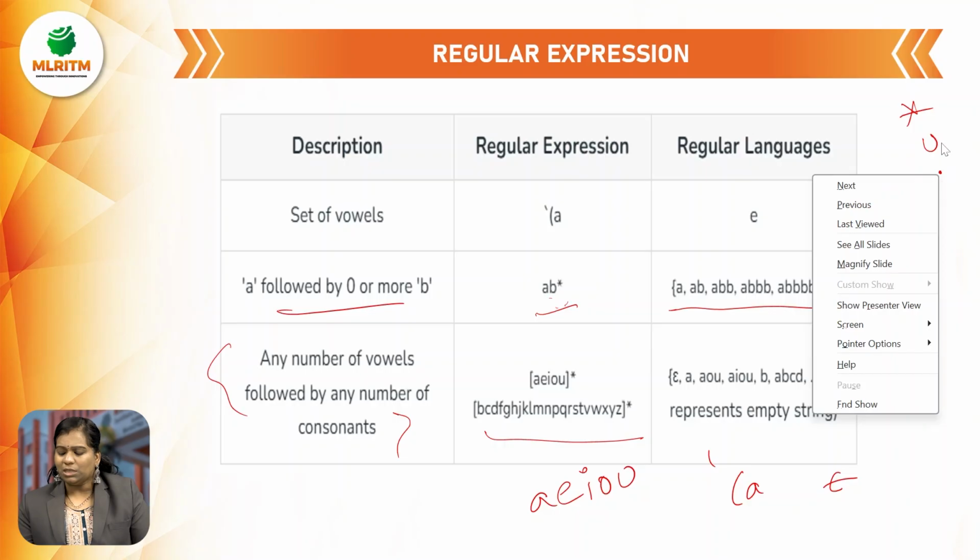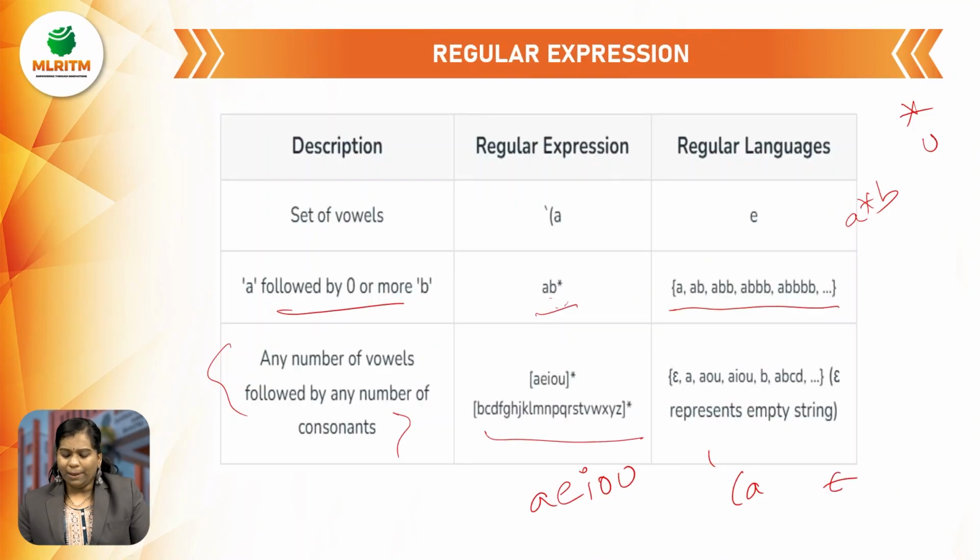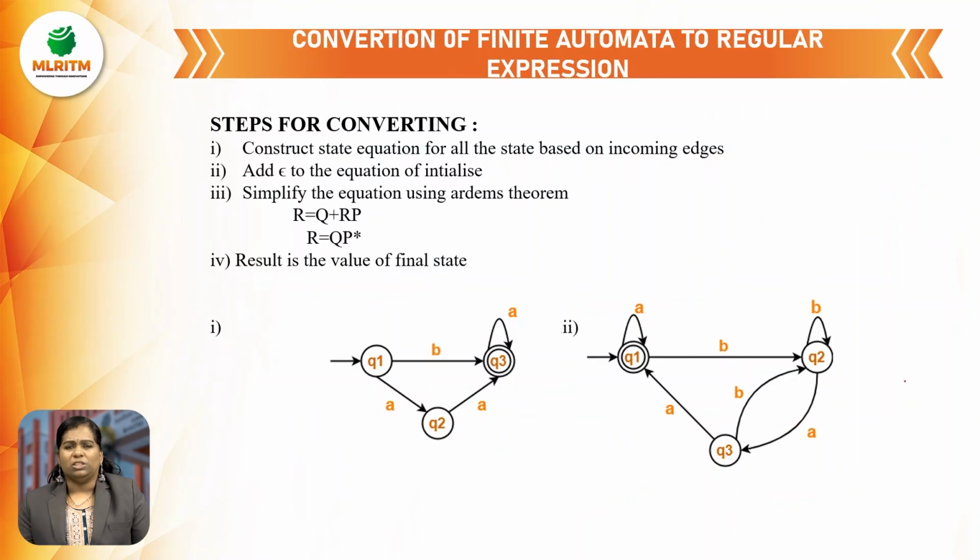In a regular expression, the important operators are star, union, and concatenation. Union is nothing but a plus. Concatenation is nothing but a dot. Epsilon is nothing but an empty string. These three are the main rules which are used in a regular expression.